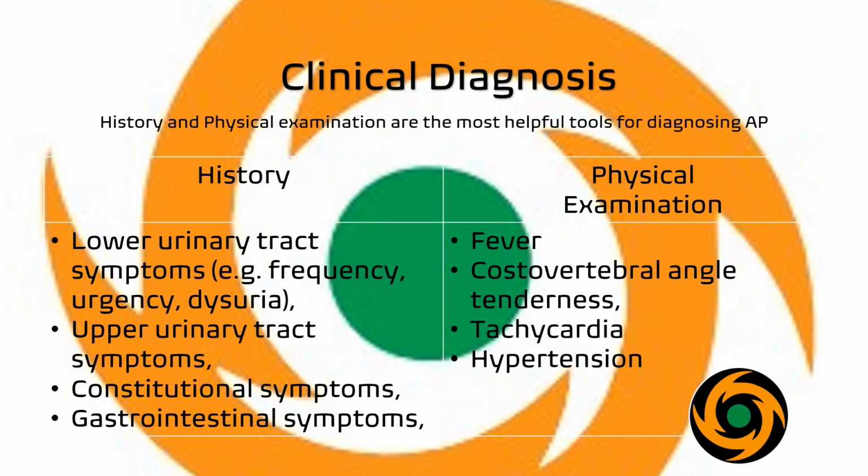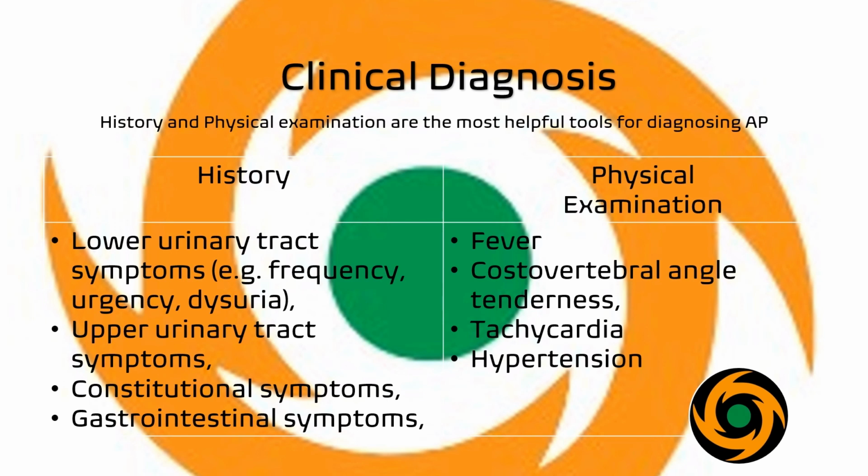Around the clinical diagnoses, history and physical examination are perhaps some of the most useful aspects for diagnosing APN. History is where health professionals look to identify issues around lower urinary tract symptoms, for example frequency of voiding, urgency, and dysuria.